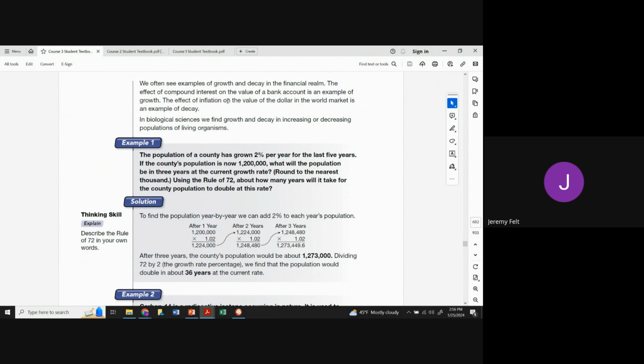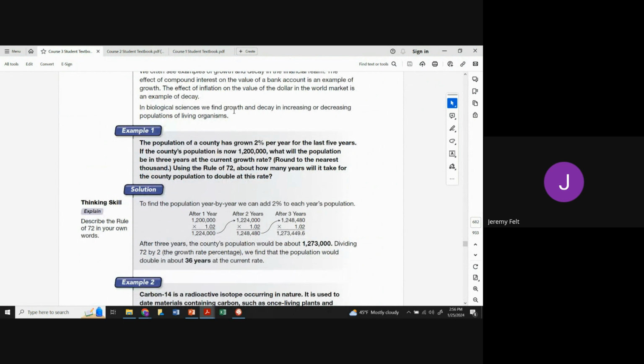The effect of inflation on the value of the dollar in the world market is an example of decay, because the value of the dollar is going down. If something costs $10,000 today and $50,000 a week from now, the value of the dollar is going down.